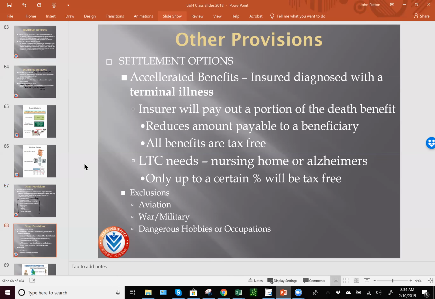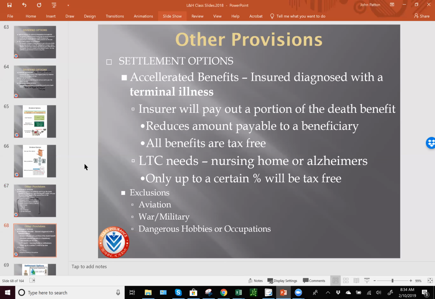Now, however, what if the insured gets confined to a nursing home? Maybe they don't have a terminal illness, or maybe they get Alzheimer's or dementia. Well, then under the long-term care rider is really what this is called, the insurance company can accelerate the payout of the death benefit to them for their long-term care needs. Now, only up to a certain percentage of the death benefit would be tax-free in this scenario. They could take out up to 100%, but usually up to 75% is going to be tax-free because they could still live for a few more years.